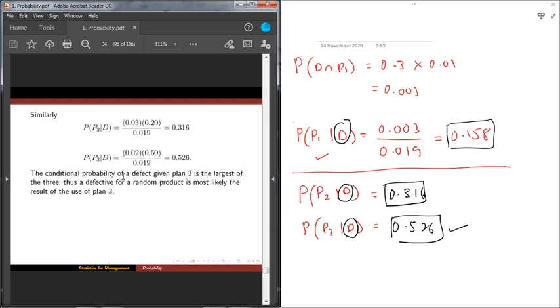So the conditional probability of defect given P3 is the largest. So this is the largest. Thus the defective random product is most likely from P3, plant 3. So the answer is plant 3.